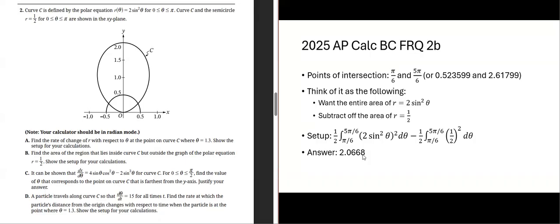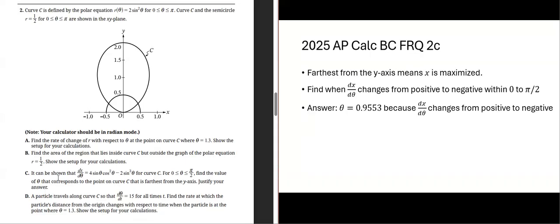Okay. Part C, it can be shown that dx d theta is this guy for curve C for theta between 0 and pi over 2. Find the value of theta that corresponds to the point on the curve C that is farthest from the y-axis. Justify your answer. This is the y-axis, so the farther away means the bigger the value of x in either direction, okay? So we have to maximize x.